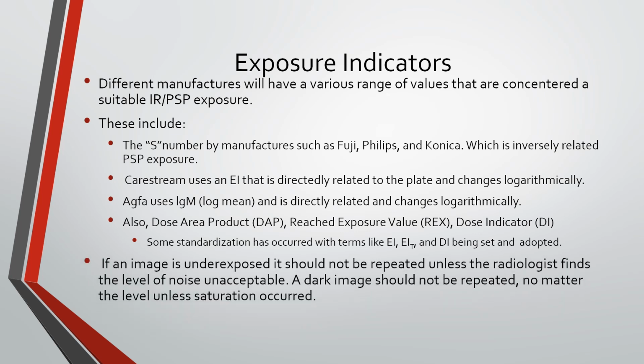So if an image is underexposed, it should not be repeated unless the radiologist defines the level of noise as unacceptable, okay, that quantum model that we talked about. A dark image should not be repeated no matter the level, unless something called saturation has occurred, and saturation is the condition in which the detector elements reach the maximum charge that they can hold and are just blacked out. So we saw some of that in those images before, where we were doubling the mass, and some of the tissue was just completely blacked out.